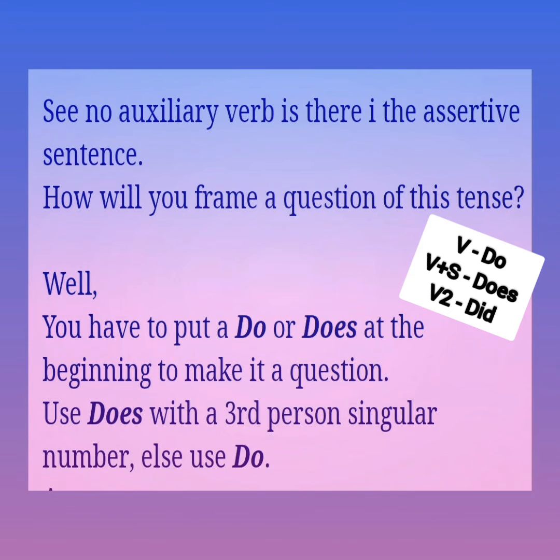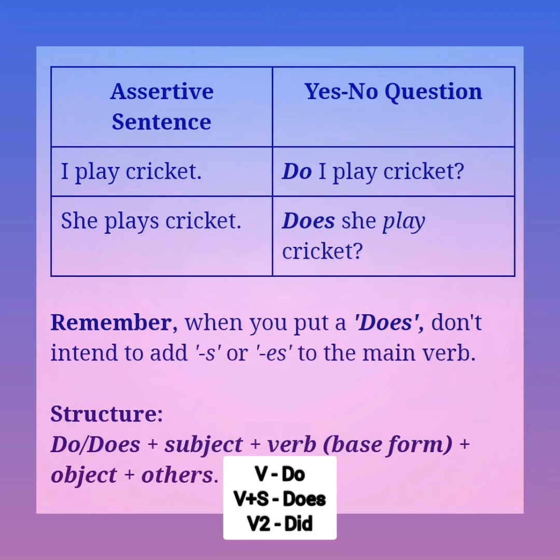Okay? Let's see an example. Look at the sentence. I play cricket. Here play is the verb. That is, we have to use do. Do I play cricket? Next example. She plays cricket. So plays is V plus S form. So we have to use does. Does she play cricket? Remember, when you put does, don't add s or es to the main verb. You have to remove the s from the main verb. That is, you have to write only play and not plays. When it is past tense, use did.